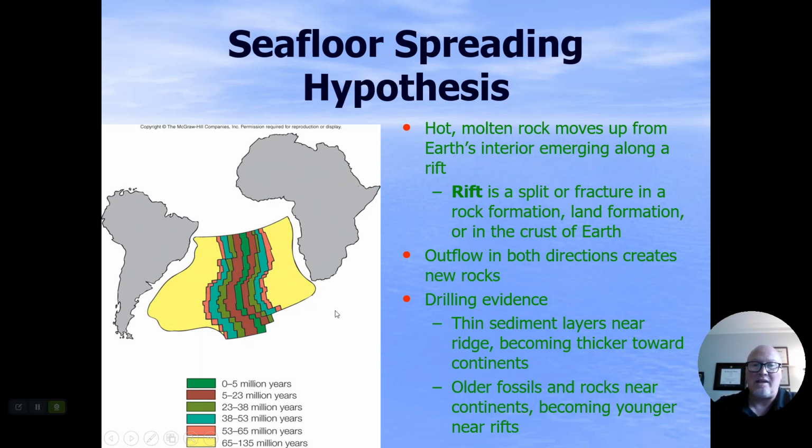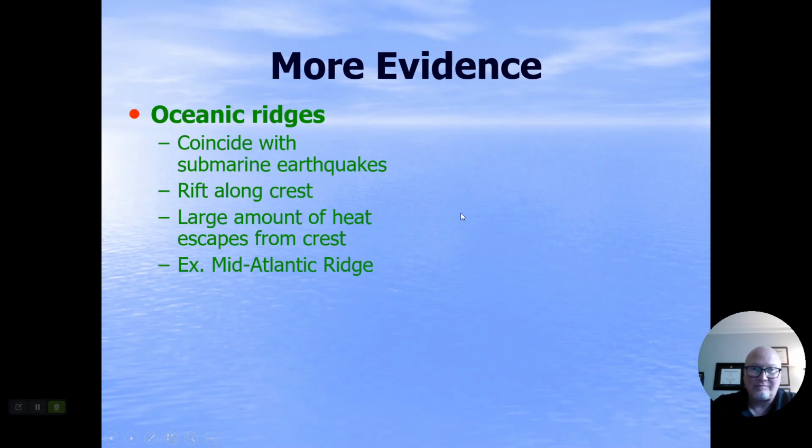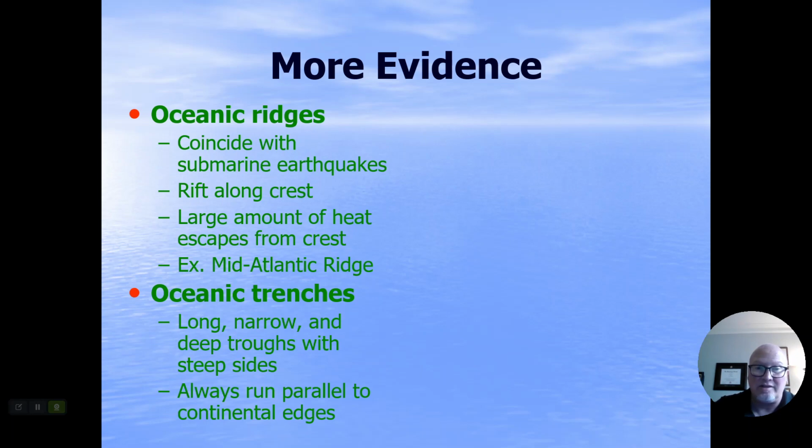What that means is that North and South America are constantly moving away from Africa, which means that on the Pacific side, we're constantly pushing both sides of the Pacific crust together. So we have oceanic ridges that coincide with submarine earthquakes. We do have rifts along this crest. A large amount of heat escapes from this crest. And when we take a look at the age of the rock along the Mid-Atlantic Ridge, we find that directly along the ridge we have rock that's far younger than the rock that's closer towards the continents.